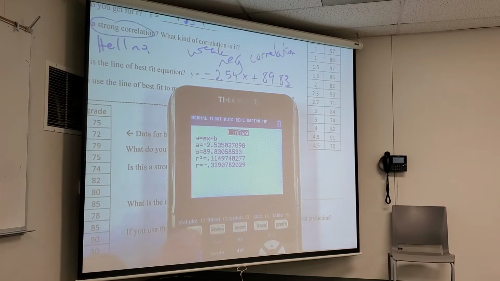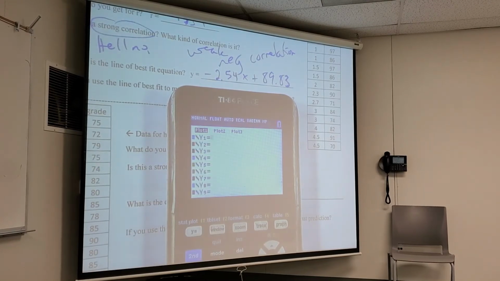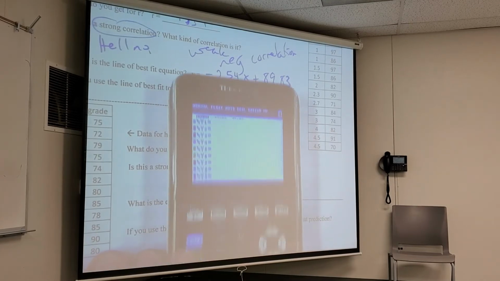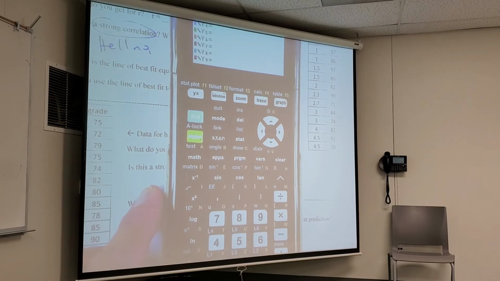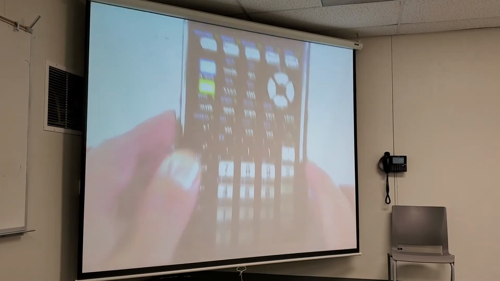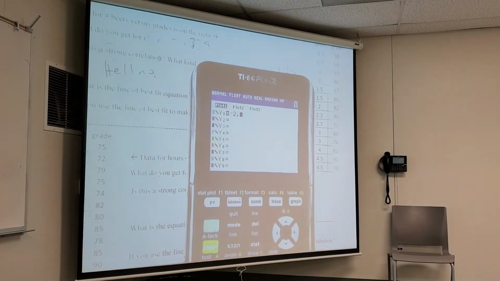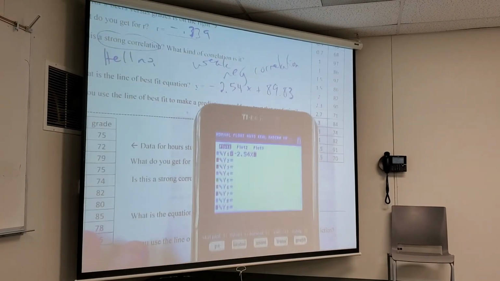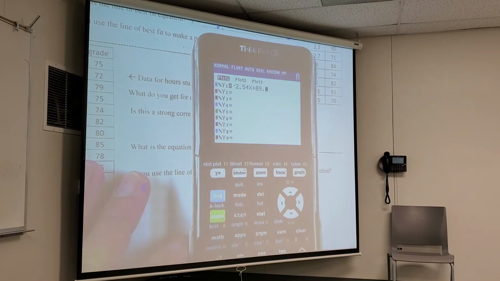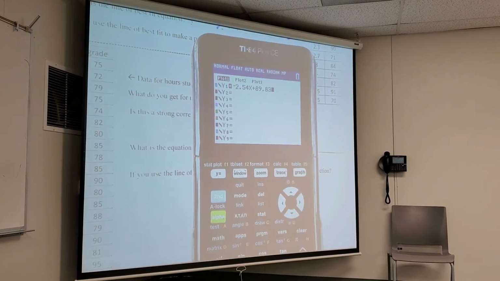Yeah, hit the Y equals button and just put it in there. Don't forget the X. Which is the right negative button to use? There's only one negative. The small one's right. You want the bottom of the calculator, Jeff. Alright. Negative 2.54x plus 89.83. You guys with me?